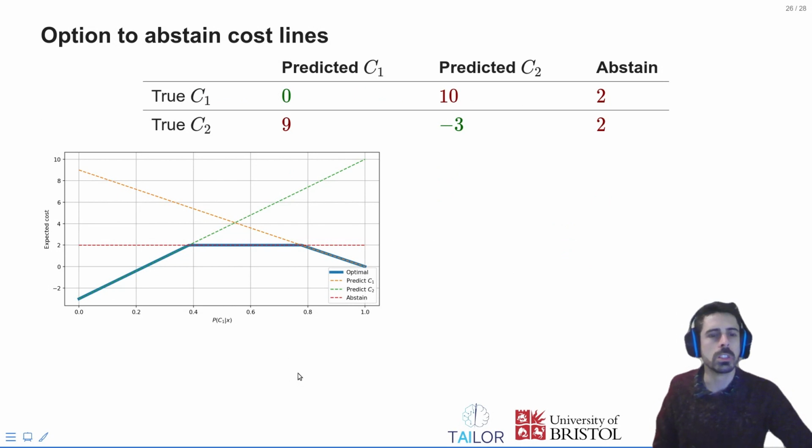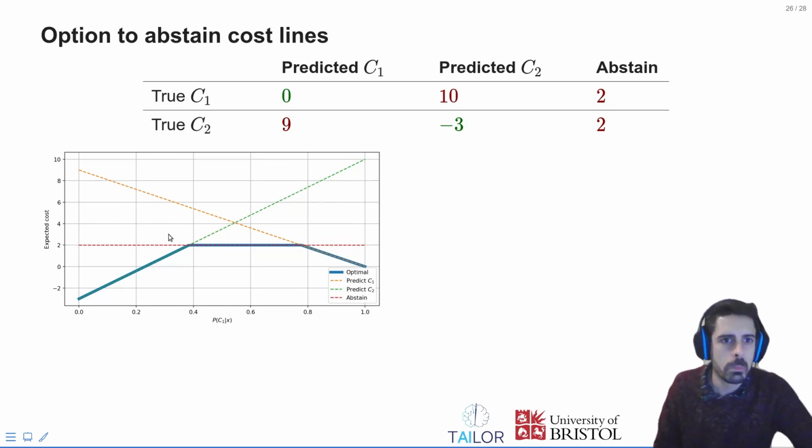And how does this look in the cost lines figure? As in the binary case in the past, we have two lines, one for class 1 and one for class 2, and now we have an additional line for the abstention. We can see that the optimal decision is to select these costs, which are the lower envelope of all of these cost lines.